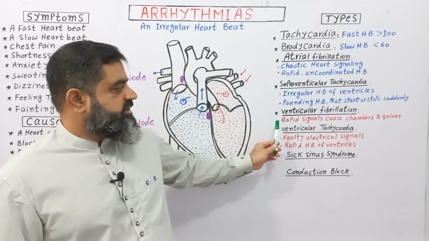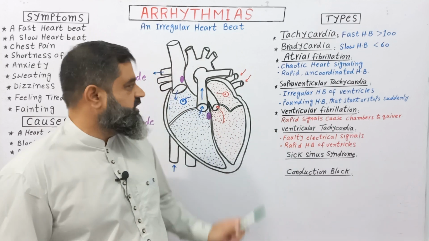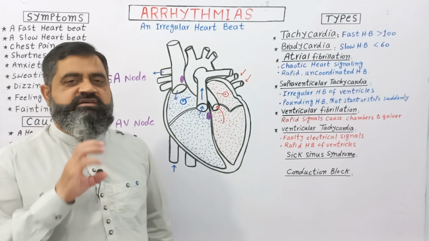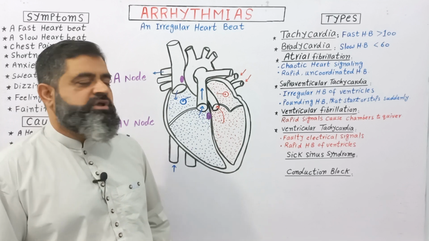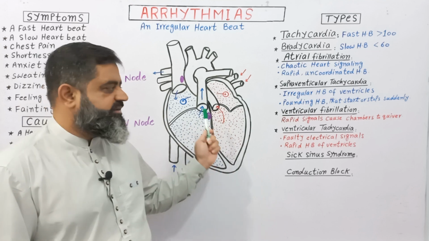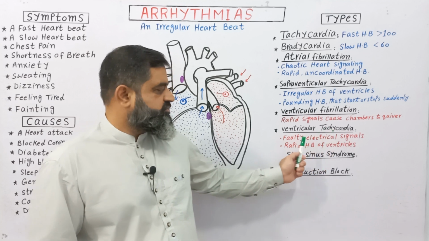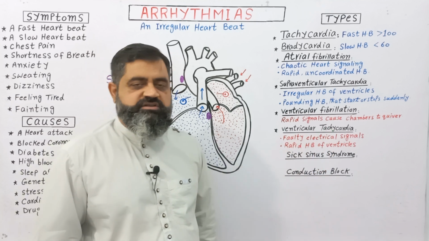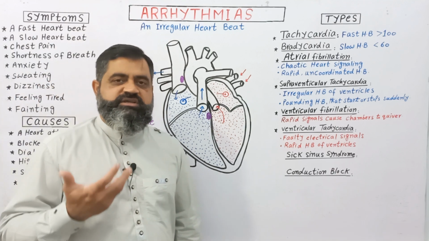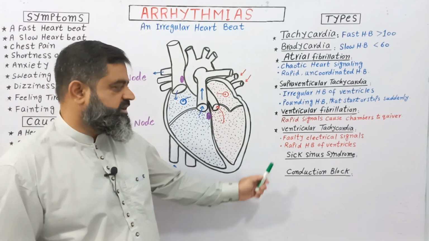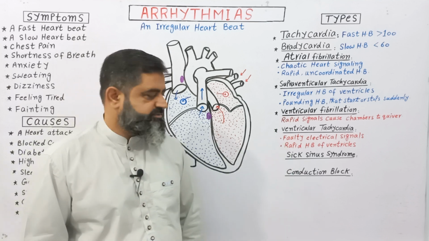Ventricular fibrillation is also a rapid signal that causes the chambers to quiver. In this condition, very fast and very rapid electric signals are produced by the SA node and AV node, causing the contraction of the ventricles. Ventricular tachycardia is also known as faulty electrical signals. The SA node and AV node are not properly sending signals to the chambers of the heart. As a result, there is a rapid heartbeat of the ventricles.